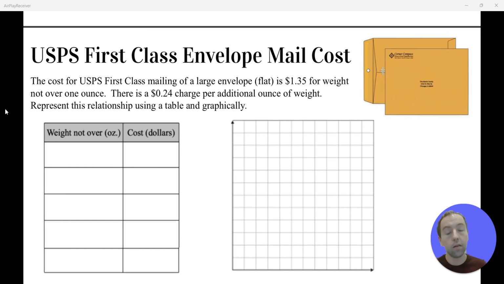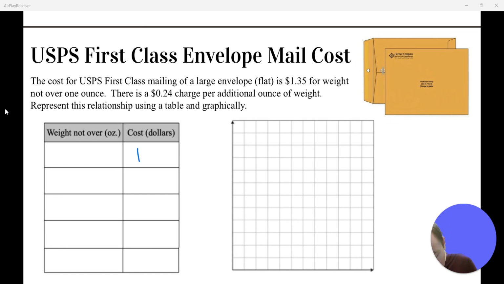So what we'll see right here is an example that involves the mailing of a first class envelope, and it turns out that it costs $1.35 as long as that envelope does not weigh over 1 ounce, because if it starts to weigh a little bit more than that, there's an additional charge, and it happens to be 24 cents per additional ounce of weight on top of that starting fee of $1.35. We're just going to represent this relationship in a table and then also graphically. So let's start putting this into a table.